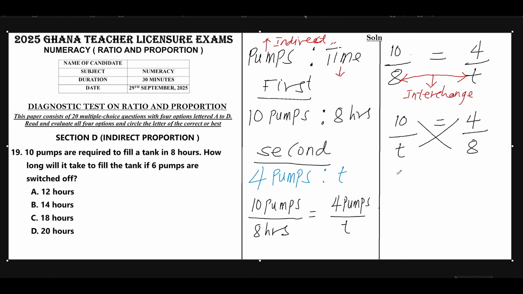10 multiplied by 8, that gives 80. 4 multiplied by t, we have 4t. Because we are looking for t, we divide both sides by 4. So 4 will cancel out. We have t on the right, and then 80 divided by 4, that is 20. So we could see that the time here will be 20 hours. So we select option D.